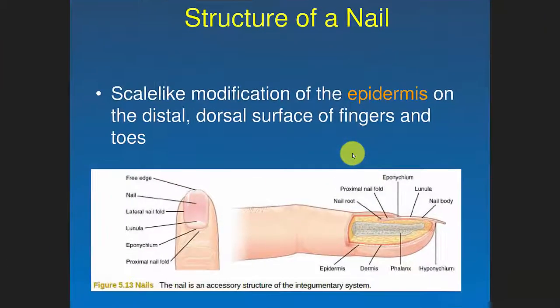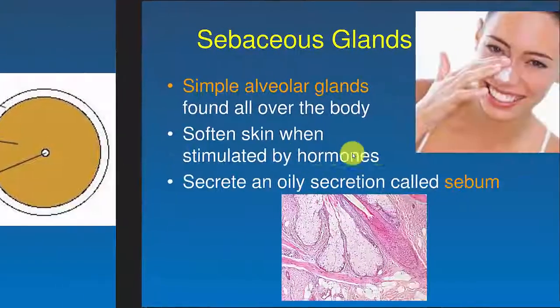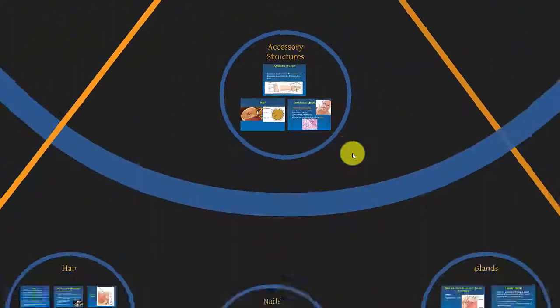Accessory structures, there's not going to be a whole lot here. We're going to do nails, hair, and sebaceous glands, in general glands.